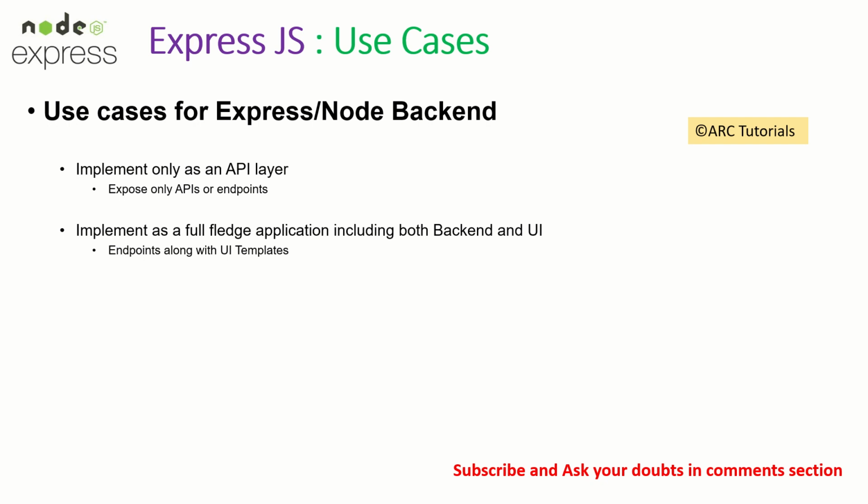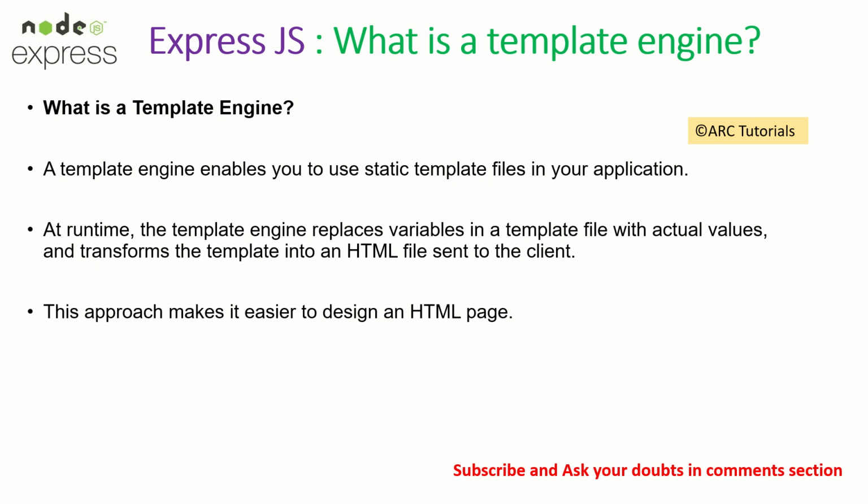I hope it's clear. Now let's talk about today's topic, which is template engine. So what is a template engine? A template engine enables us to use static template files in our application, which means at runtime, we can have a basic static template and fill it up with dynamic values. In the past, I have used template engines to send email templates, like rendering welcome emails and forgot password emails. You need a static email; the content doesn't always change. It's fixed, only the data changes. That's where you can use template engines.